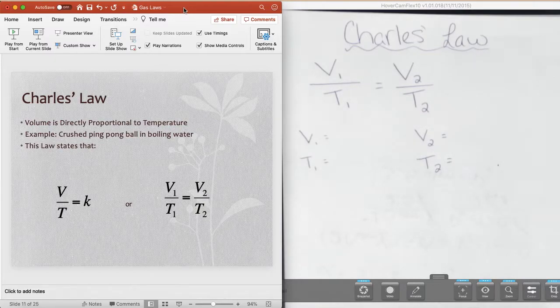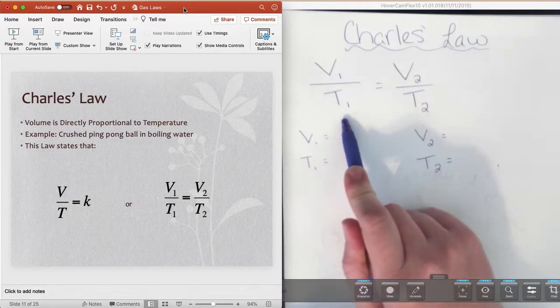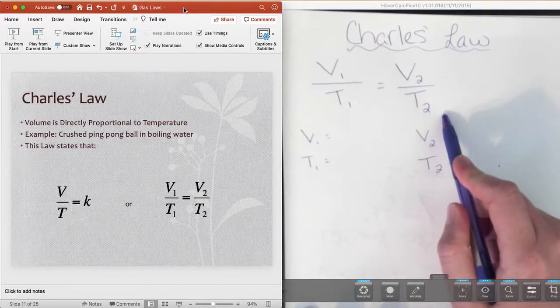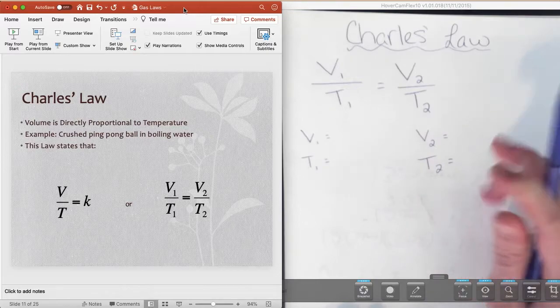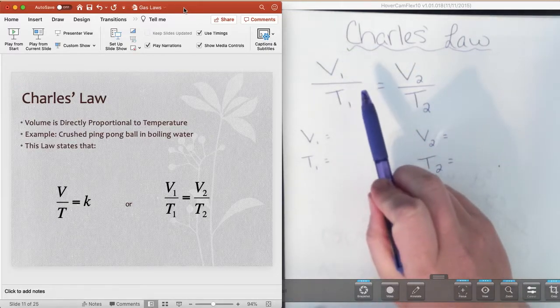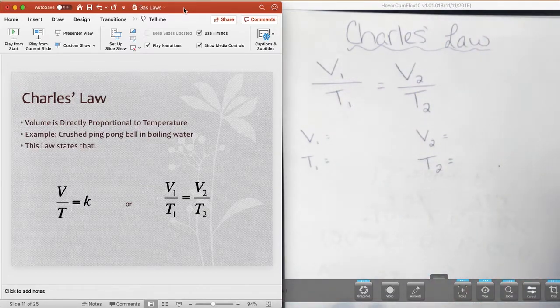So if you go to Moodle and you go to the video below this one, it shows me demonstrating Charles's Law. Now, if I'm looking at my equation for Charles's Law, it tells me my initial volume divided by my initial temperature is equal to my final volume divided by my final temperature. Now, just remember, your units for volume need to be the same for initial and final. And my units for temperature have to be in Kelvin.